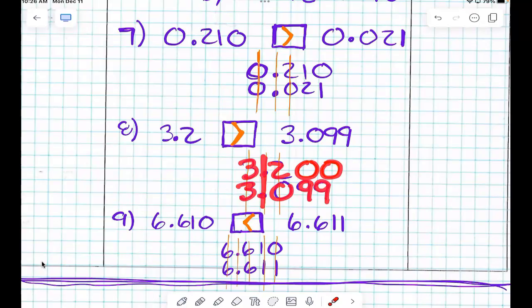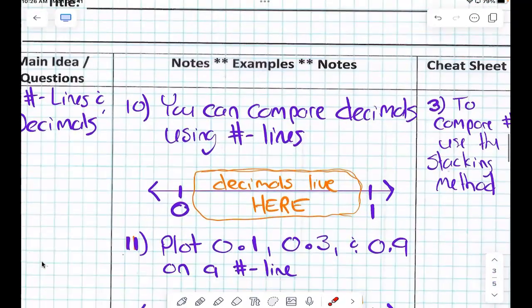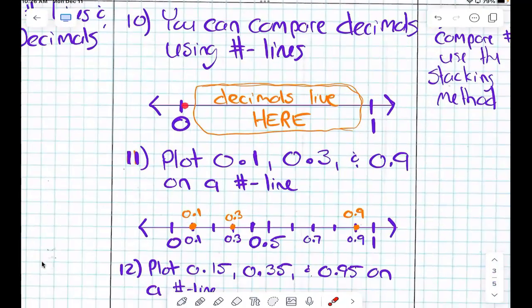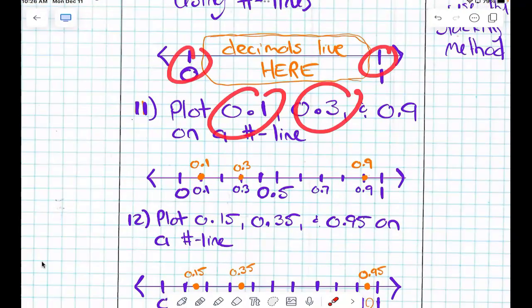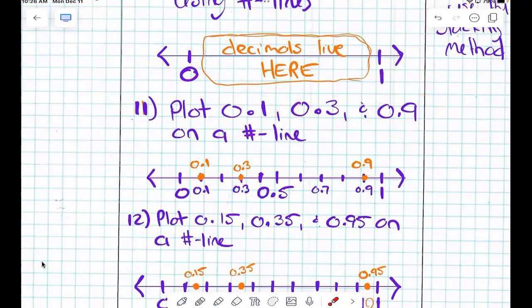Yes. Okay, so now when I look at this, are the 3's the same? Yes. What's bigger, 2 or 0? 2. Do I have my inequality? Yes. Next one. Decimals live between what two numbers? 0 and 1. I was going to plot these 3 points on a number line, yes? Okay. As long as I have my number line labeled, it makes it a pretty easy concept.